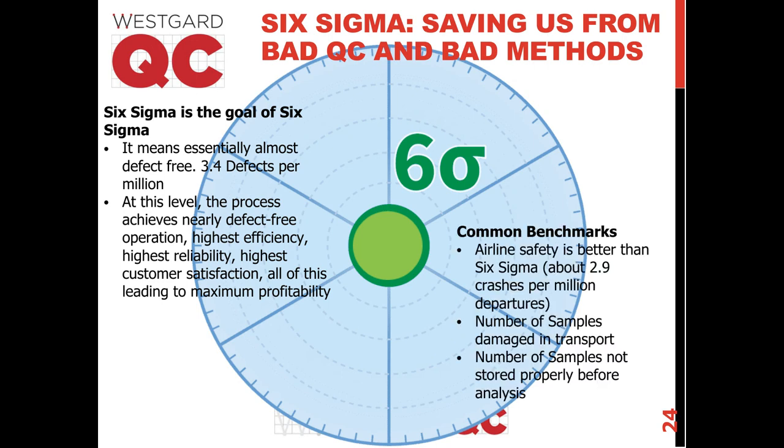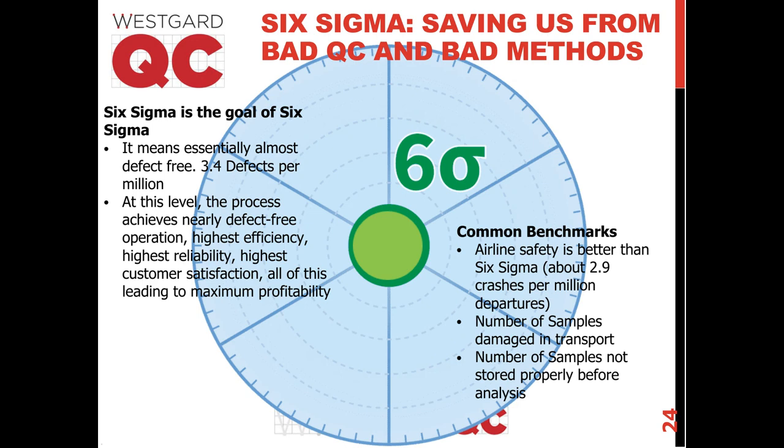If you want to talk about some Six Sigma processes in the real world, you think about, well, airline safety. Now, you have to go back before the pandemic. Remember when we used to fly all the time? Well, in the US, less than 3 crashes per 1,000,000 departures. Better than Six Sigma quality.